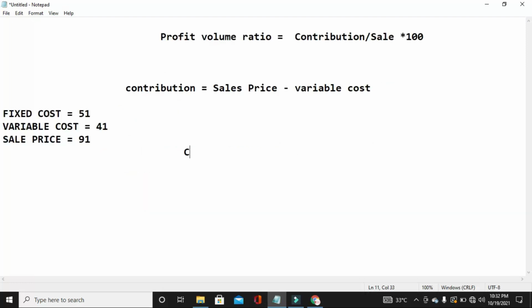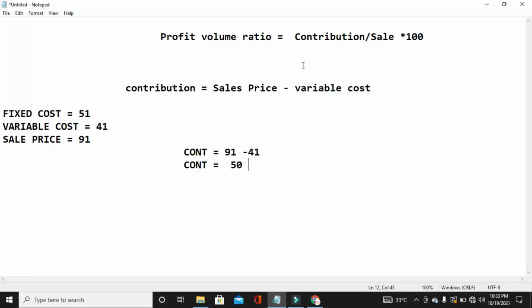So here for contribution, we need to deduct the variable cost from the sell price. The sell price is $91, and the variable cost over here is $41. So we deducted 41 from here, and the amount of contribution is 50.